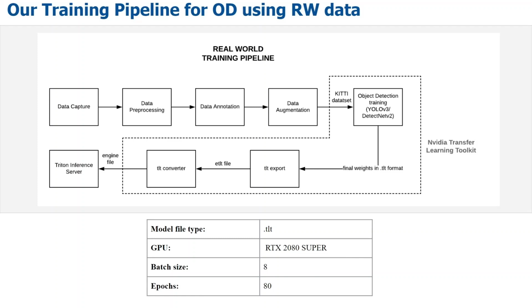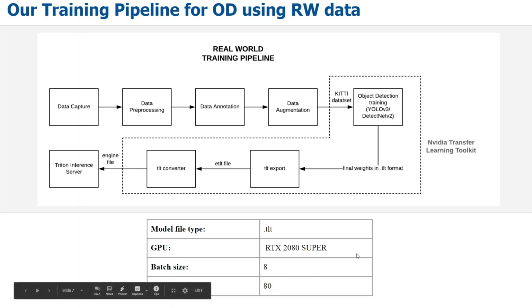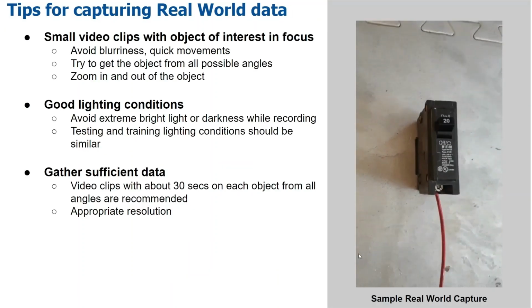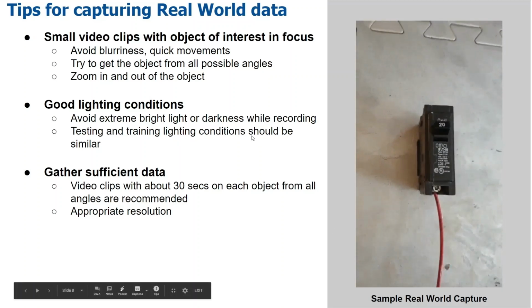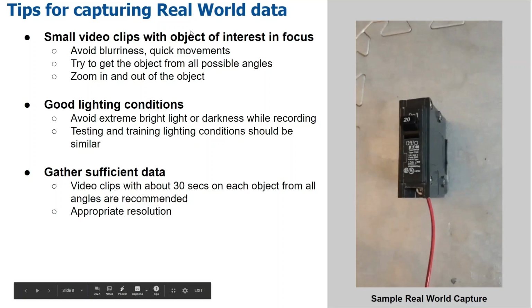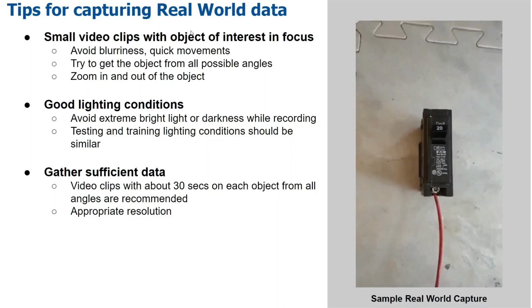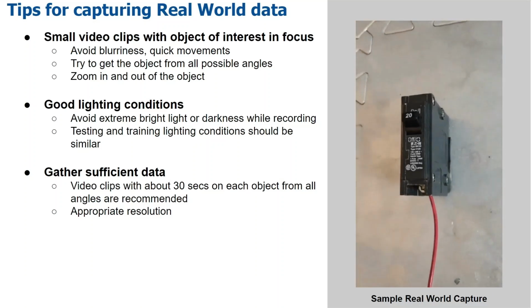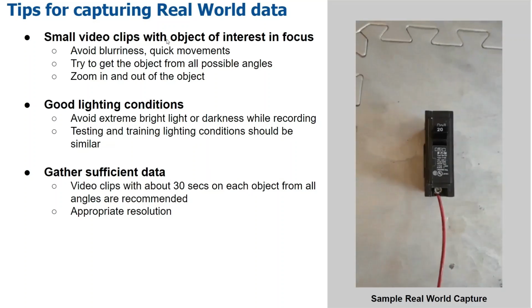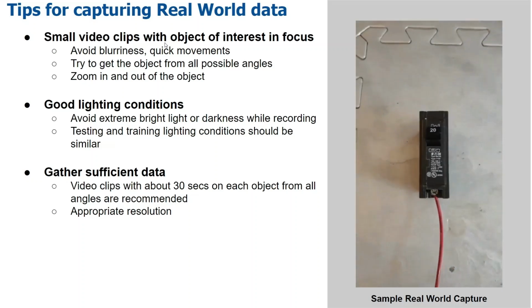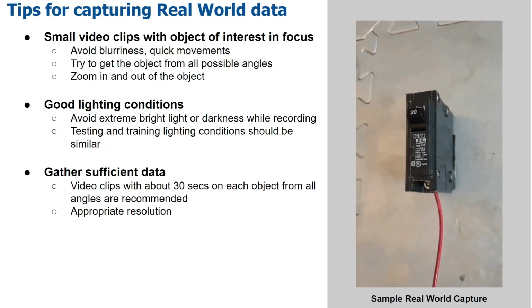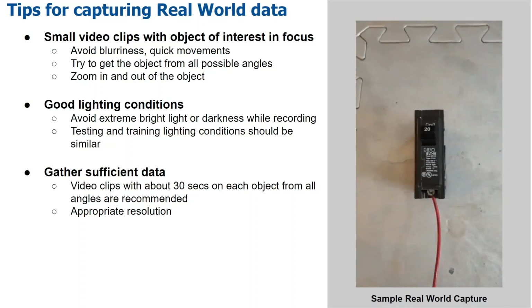Before diving into the training results, it's important to cover some tips on how to capture high-quality real-world data so your models can learn and perform at their best. When capturing real-world data, you'll want to keep certain guidelines in mind. Keeping these guidelines in mind will help reduce training time and improve the accuracy and performance of your models. Keep the object of interest in focus at all times and avoid quick movements and blurriness. Include as many angles as possible and vary the distance and zoom of the camera.